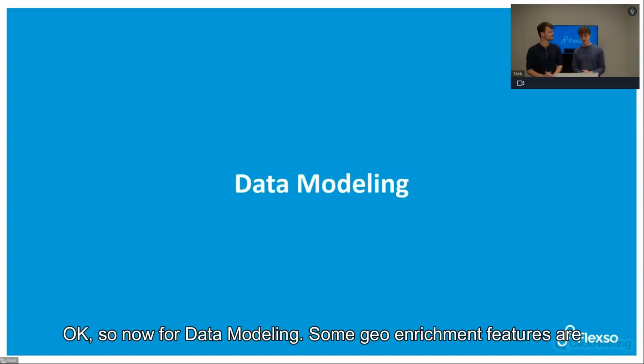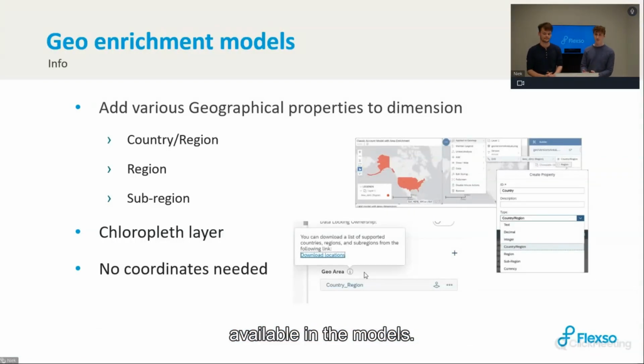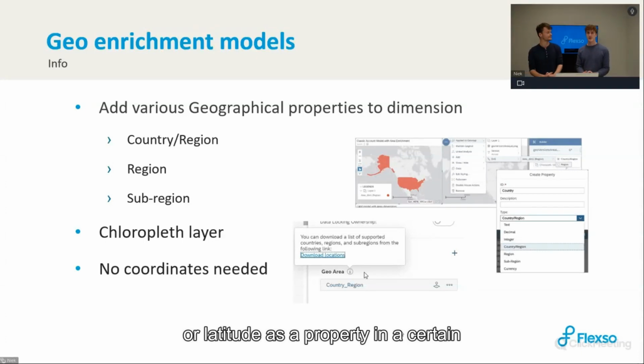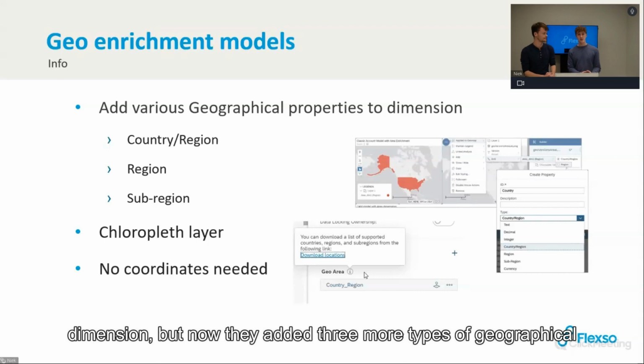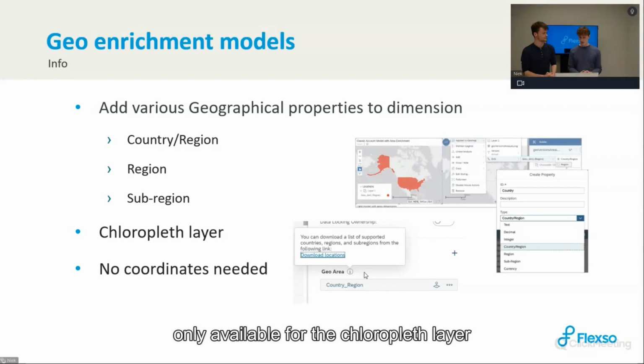Okay, so now for data modeling. Some geo-enrichment features are available in the models. So you already could define longitude or latitude as a property in a certain dimension, but now they added three more types of geographical properties. That is a country, a region, and a subregion. And it is only available for the choropleth layer in the dashboard.